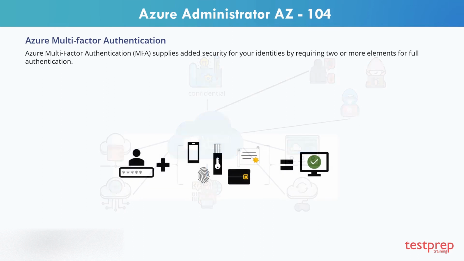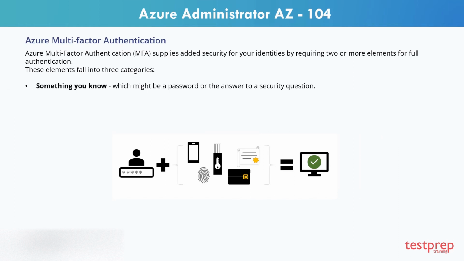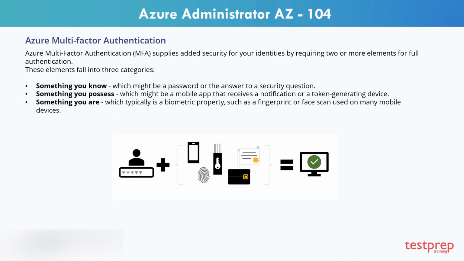Azure Multi-Factor Authentication supplies added security for your identities, by requiring 2 or more elements for full authentication. These elements fall into 3 categories. 1. Something you know, which might be a password or the answer to a security question. 2. Something you possess, which might be a mobile app that receives a notification or a token-generating device. 3. Something you are, which typically is a biometric property, such as a fingerprint or face scan used on many mobile devices.